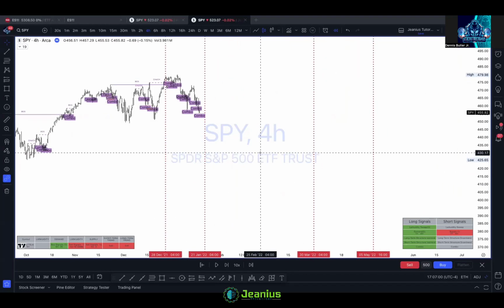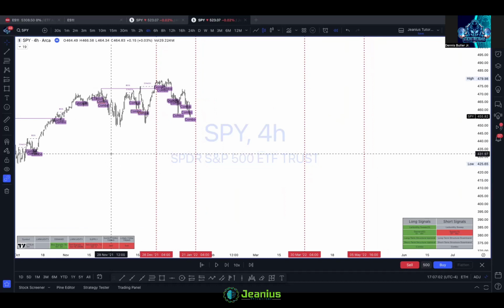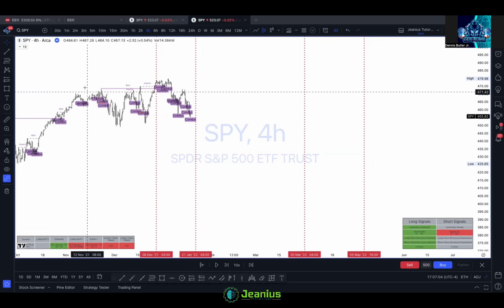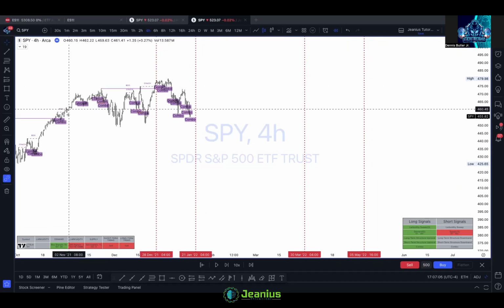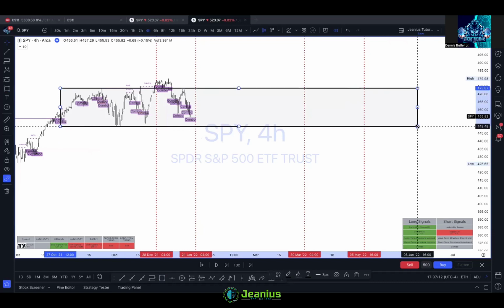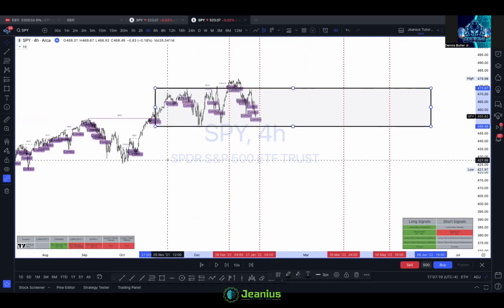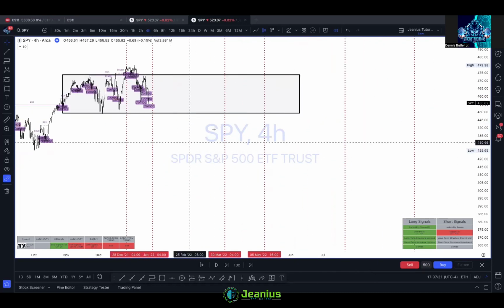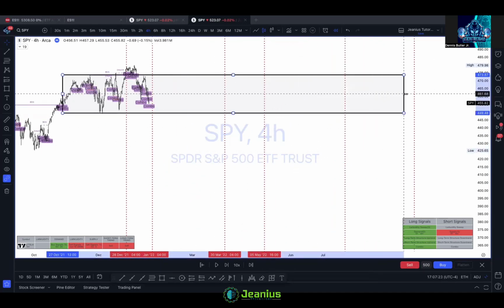All right, so we're back, and right now, before we start, you can see that SPY was in this range area here at the beginning of 2020, going into 2022. I remember 2022 was a bearish year, so I'll just mark out this range.